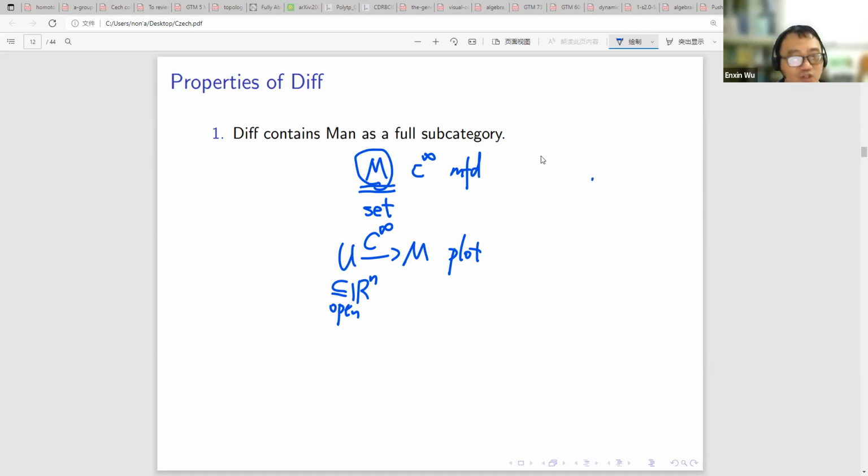Moreover, given two smooth manifolds, M and N, you can talk about the smooth maps between them in two senses. One is in the classical sense, another is in this new sense, because they are all viewed as diffeological spaces. The amazing thing is they match. So you don't lose any information and you do not add any more information. So it contains manifolds as a full subcategory. It's a very nice generalization, very natural. Okay.